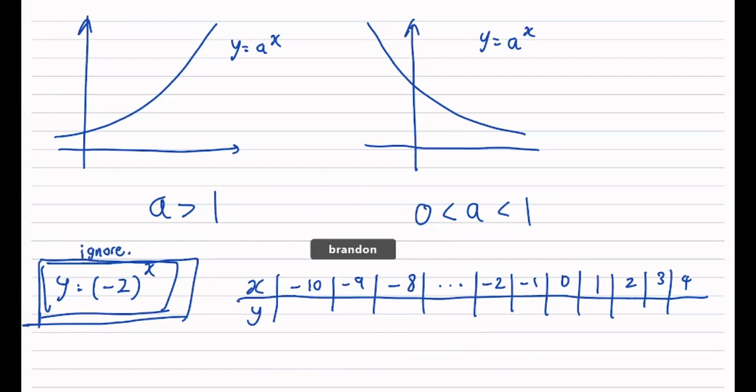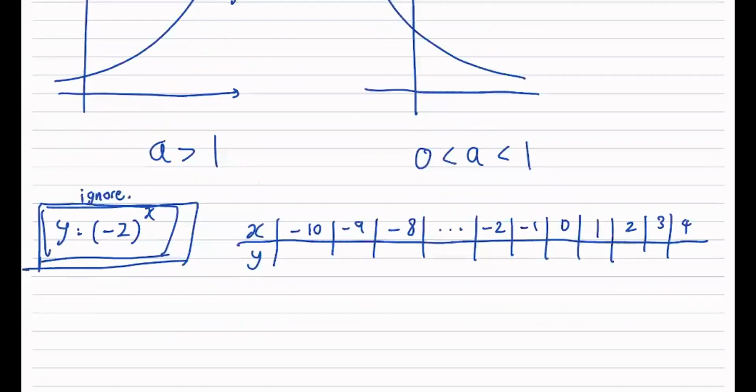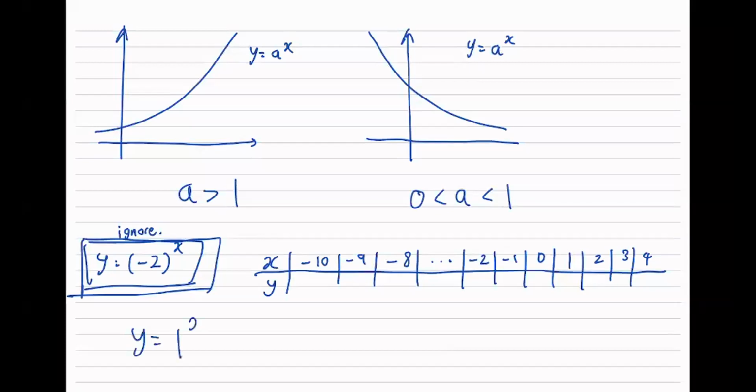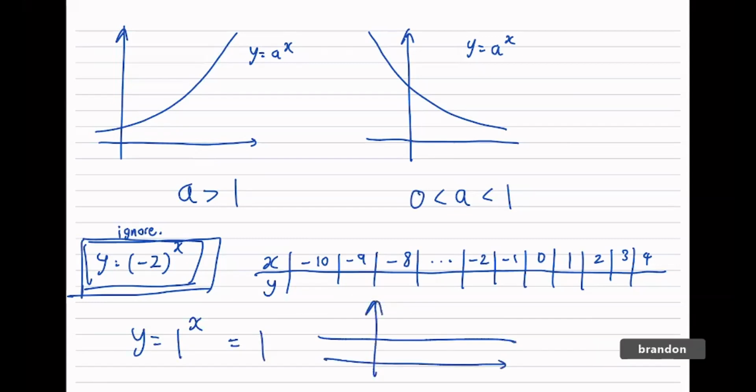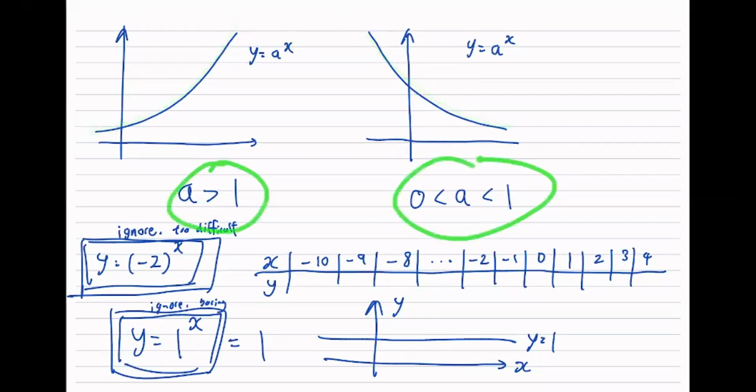So we only focus on the easy case where a is positive, either a fraction less than 1, or more than 1. What happens if a is exactly equal to 1? Won't it just be a straight line? Yes, it's just a horizontal line y equals 1. So also very boring, so we don't look at it. We also ignore this case. This one is too difficult, that one is too boring, we ignore. The one that's just nice in between is a more than 1, or 0 less than a less than 1.